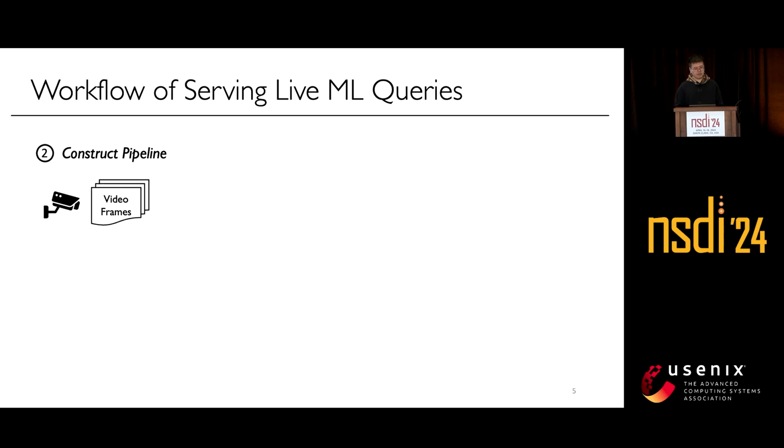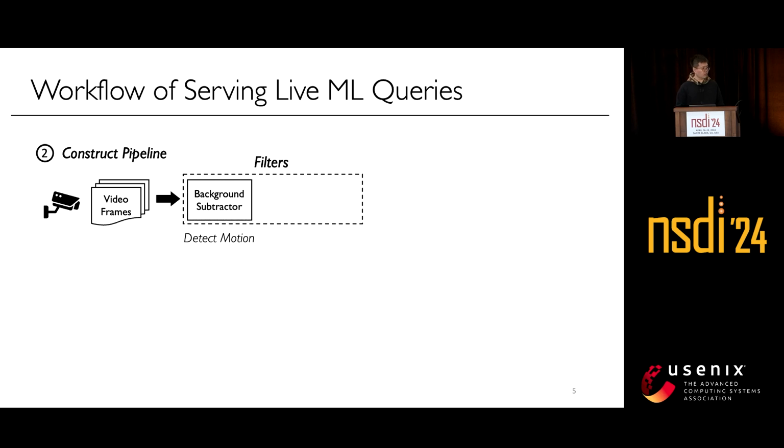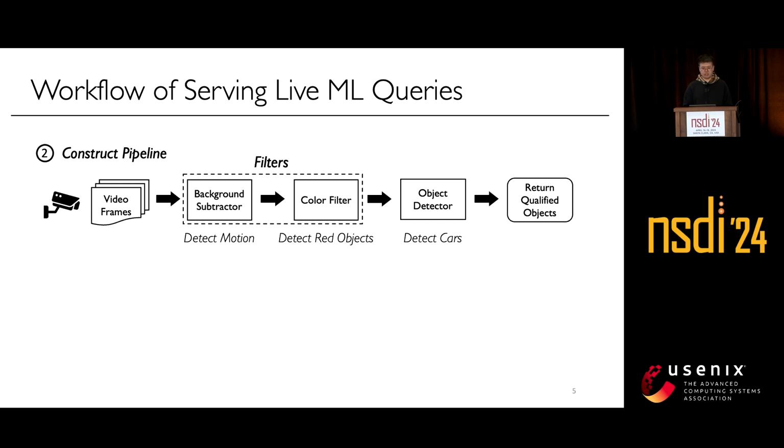The input here is first connected to a series of filters, which filter out unmeaningful data to improve the resource consumption in compute and network. In our example, a background subtractor is used to detect motion and filter out frames without moving objects. We also have a color filter to prevent frames without red objects from passing down the pipeline. The remaining frames will be sent to an object detector, which verifies whether the object is indeed a car.